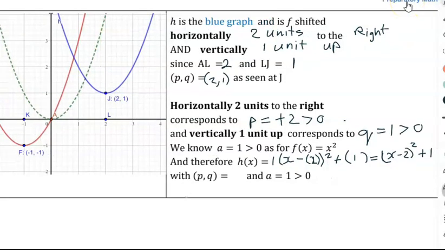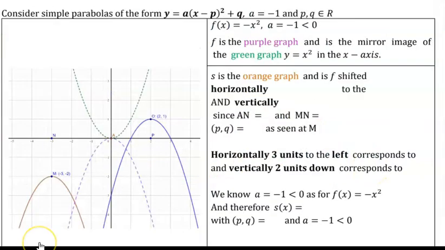Again, we said our (p, q) is (2, 1), and our a is equal to 1, which is positive. So this is just a simple concave-up graph shifted to the right, to the left, up and down, and the p and q value tells us what to do. In this case, we are looking at the mirror image of the mother graph.